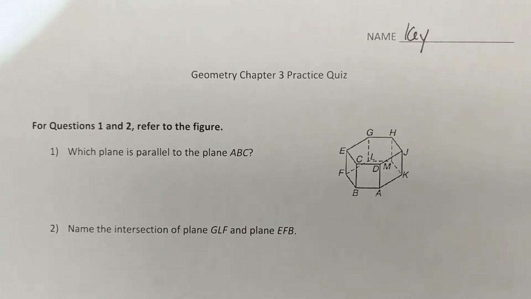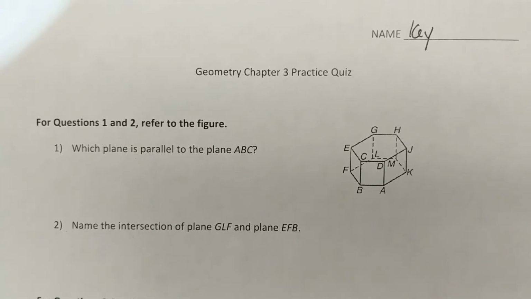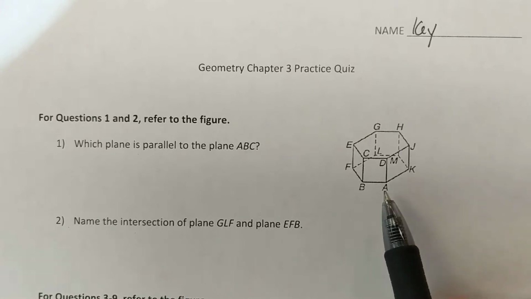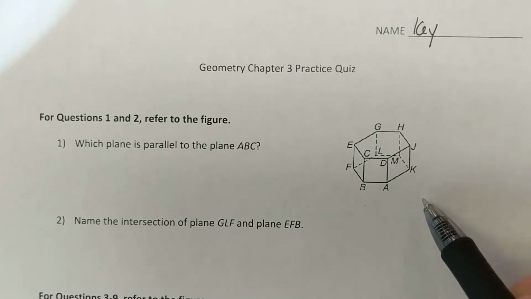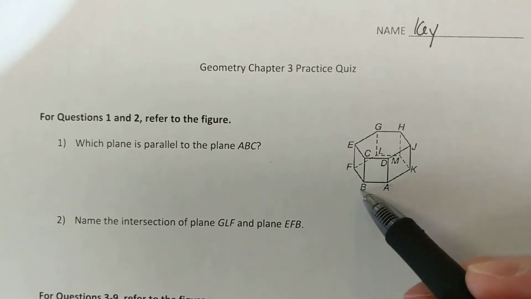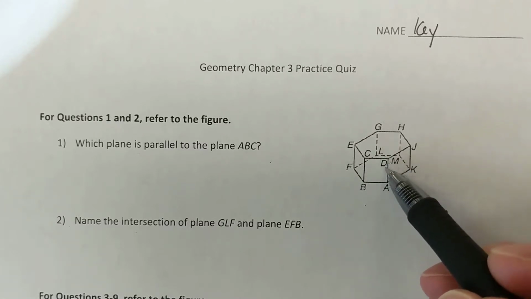All right, here we have the Chapter 3 practice quiz, so we'll walk through it real fast and see how this goes. Questions 1 and 2 ask you to refer to this figure over here. Number 1: which plane is parallel to the plane ABC? First find plane ABC. That's this front face right here, A, B, and C. It does include point D as well.